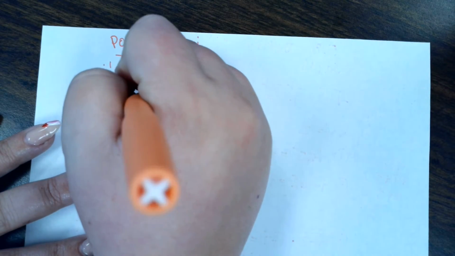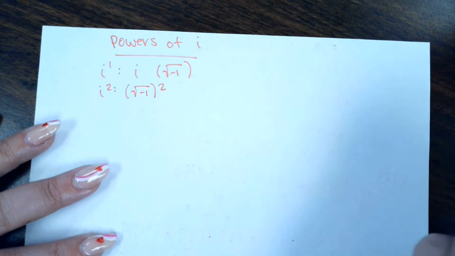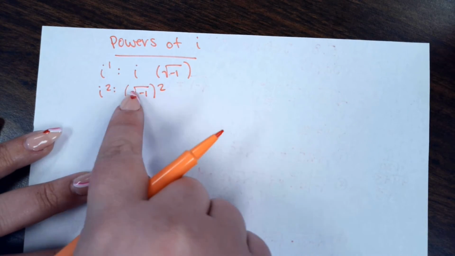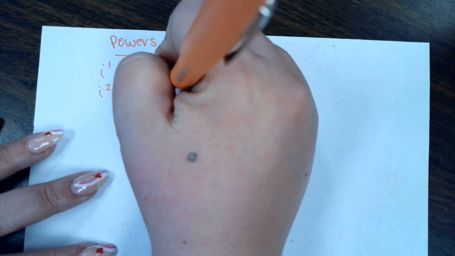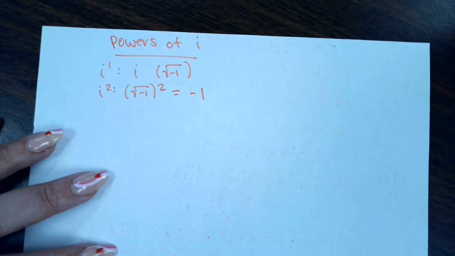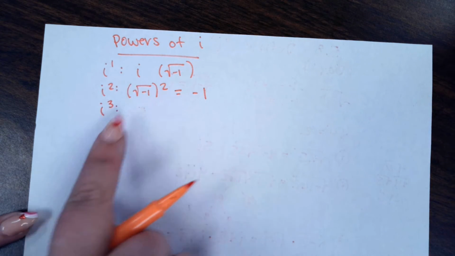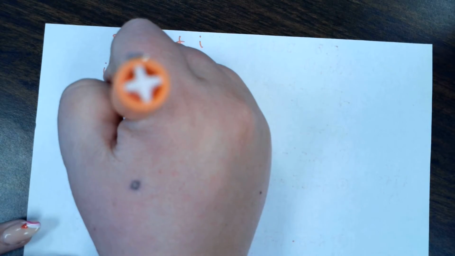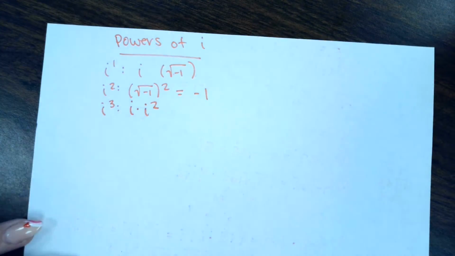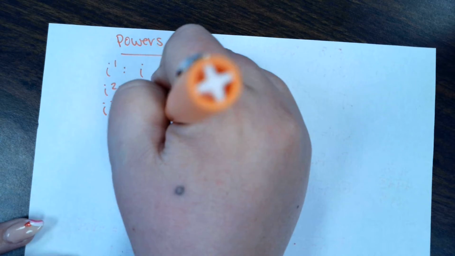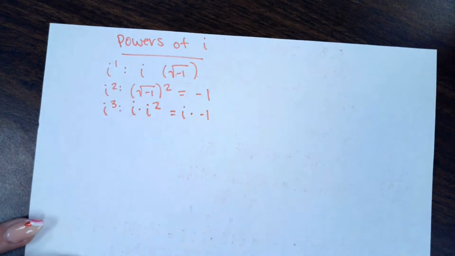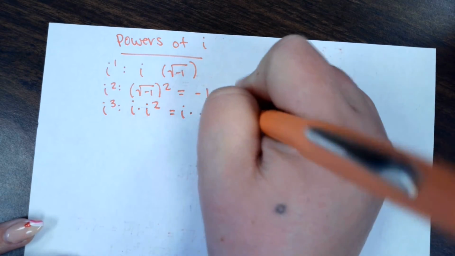What about i squared? Well, i is really the square root of -1, right? So we have the square root of -1 squared. These are opposite operations. They just cancel out. So i squared is -1. What about i to the third? Well, now that we know what i squared is, we can break i to the third into i times i squared, which would be i times -1, or -i.